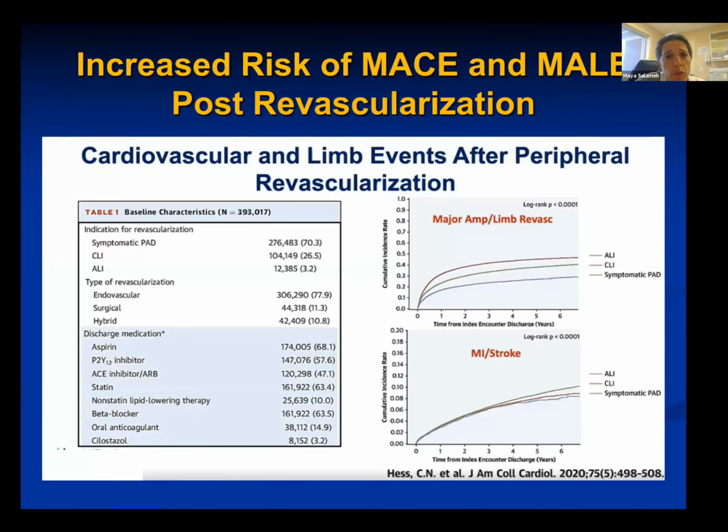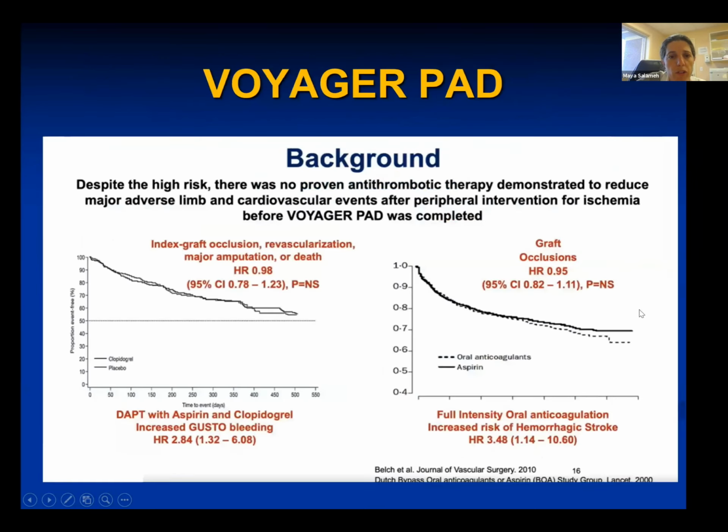We know that after revascularization, patients with PAD are at increased risk for both major adverse limb events and cardiovascular events over time. And you can see here in these Kaplan-Meier curves that limb events increase pretty quickly and then plateau out at 1 year, but cardiovascular events continue to go up. And notably, the risk for both limb events and cardiovascular events remains elevated for years after revascularization.